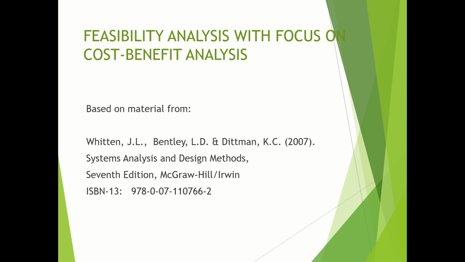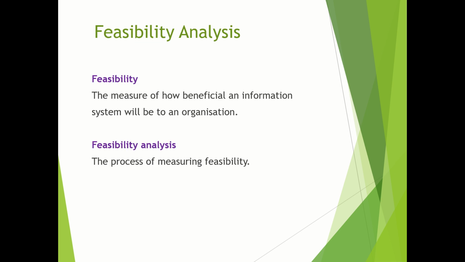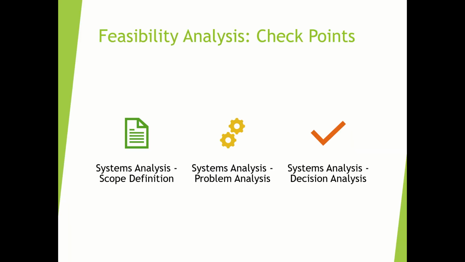So this topic is basically on the feasibility analysis with focus on cost benefit analysis. So what is actually feasibility analysis? Feasibility analysis is a measure of how beneficial an information system will be to an organization. So you are creating an information system, so you need to make sure how beneficial that system would be to the organization itself. So feasibility analysis is nothing but measuring that feasibility. The process of measuring the feasibility itself is called a feasibility analysis.